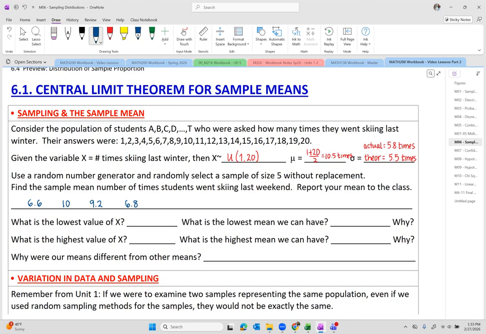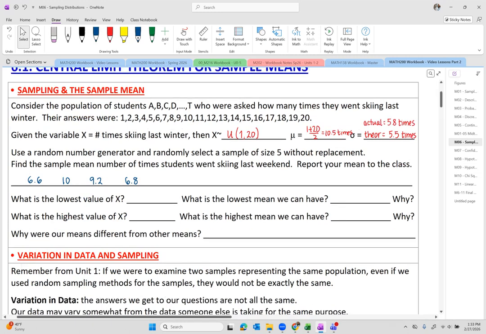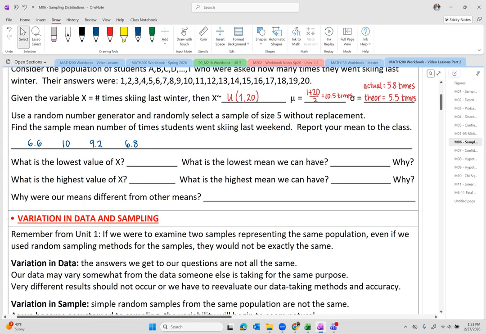So we have 2 questions. One question is, why do we get different means? And the other question is, why do we not get the mean of the population? So why were our means different from other means? The answer is we had different samples.